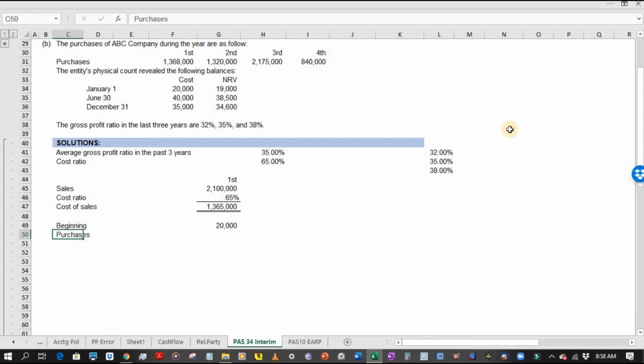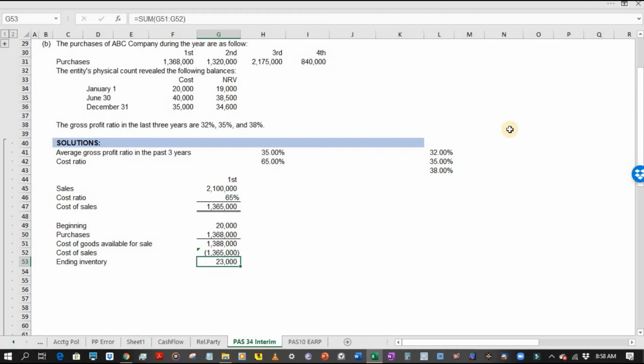So to compute for the ending inventory, let us start with 20,000 pesos. And let us add the purchases, which is 1,368,000 pesos. So we have a cost of goods available for sale of 1,388,000 pesos. Then let us deduct the cost of sales that we have computed based on the 65% cost ratio, that is 1.365 million. So our ending inventory, which is not the actual ending inventory, this is only based on estimate, is 23,000 pesos.